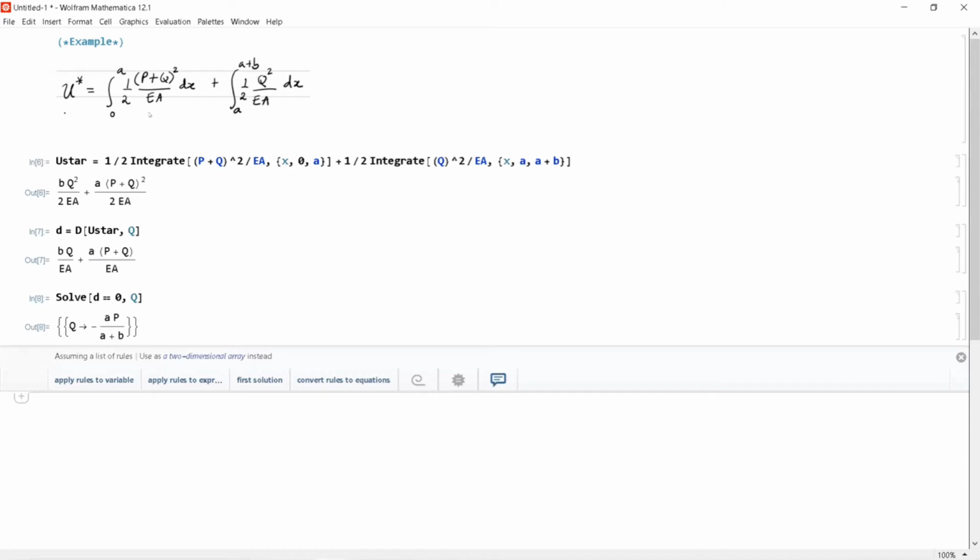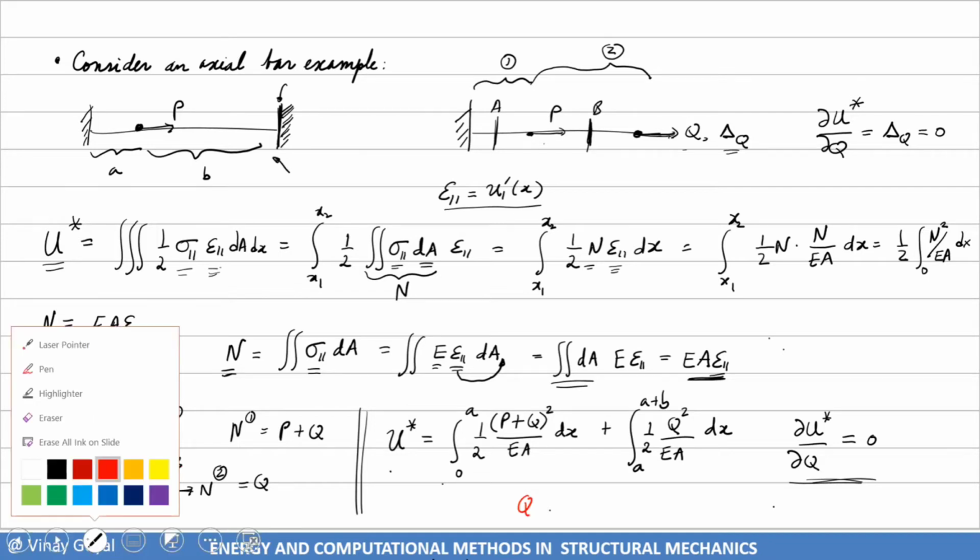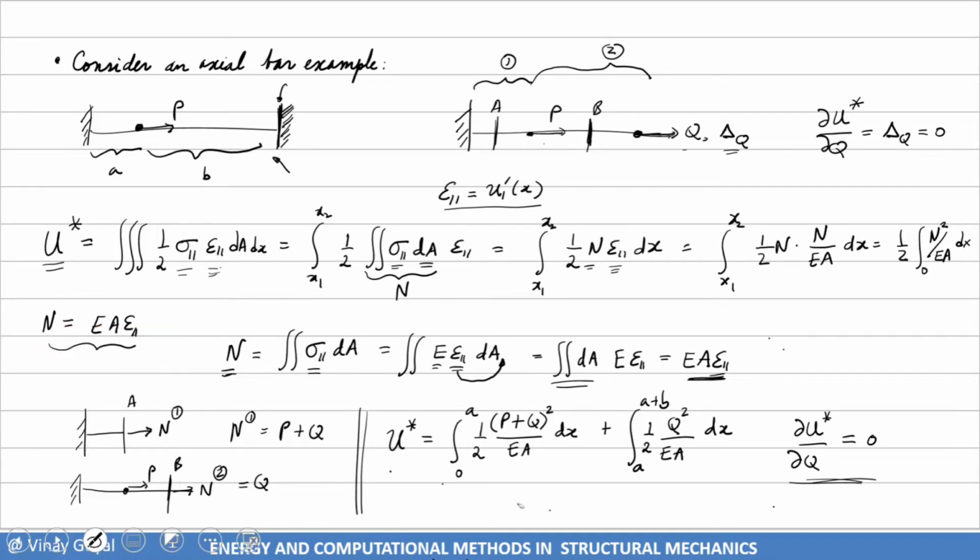So we found Q using Mathematica really quickly. It saves you time. You don't have to do a lot of work, and the steps are usually the same. Very exciting because we found that Q equals minus PA divided by A plus B. And it makes sense. If A and B are equal, then the load P is applied in the middle, and so you will expect this to be Q equals P over 2. But if it's not, then you have to do more work.